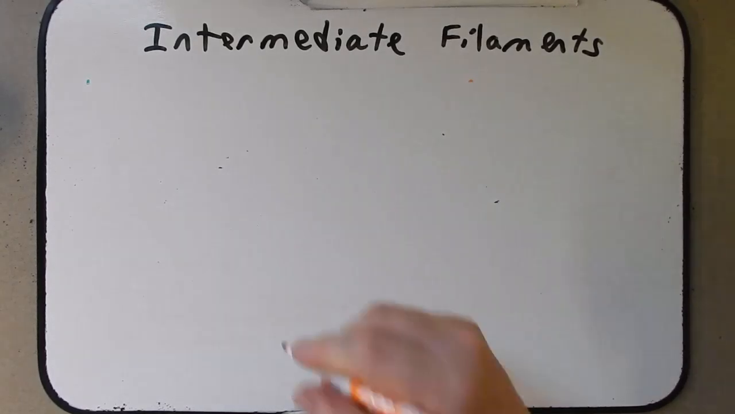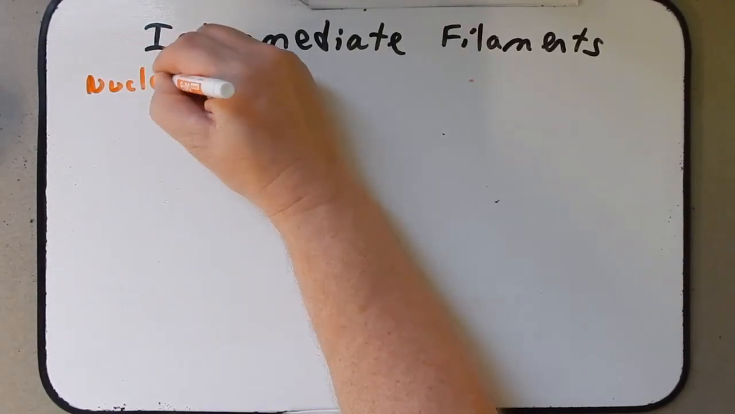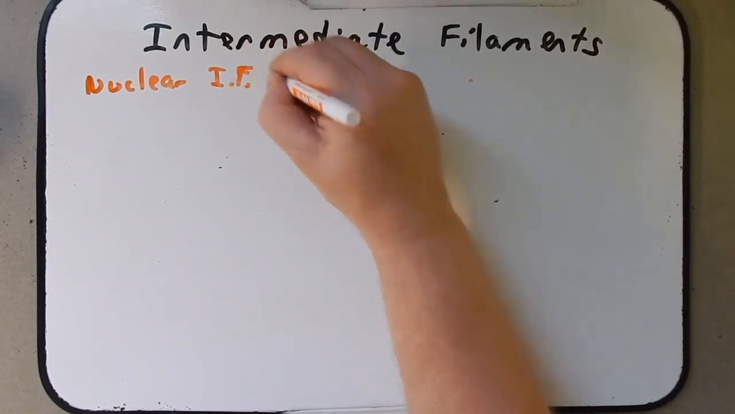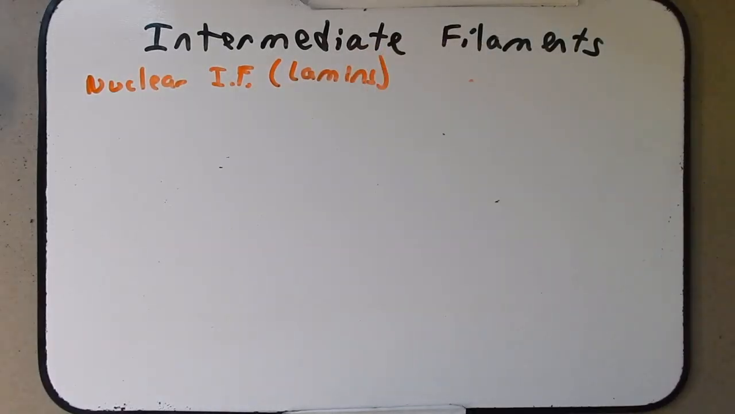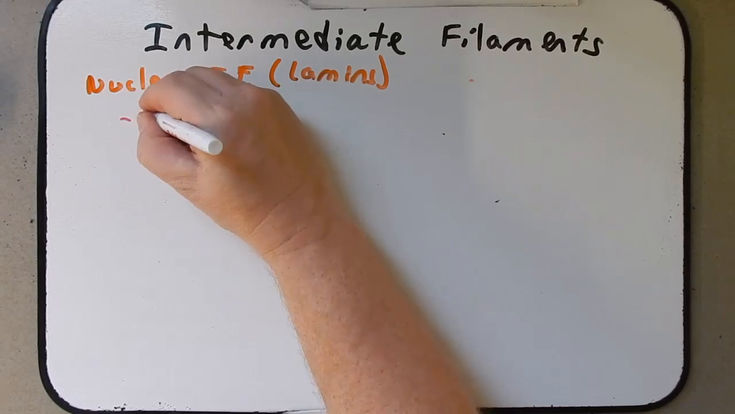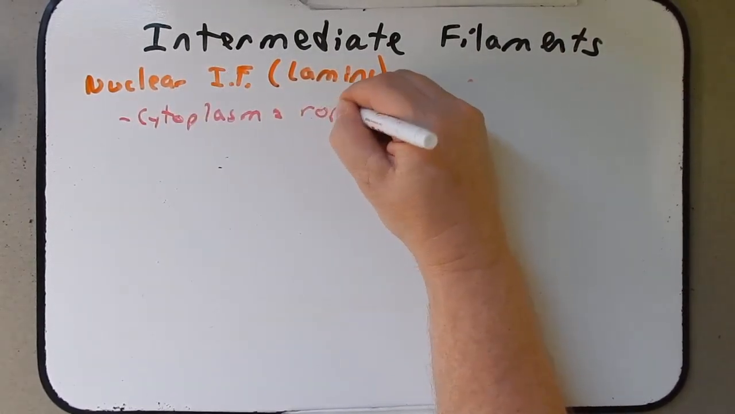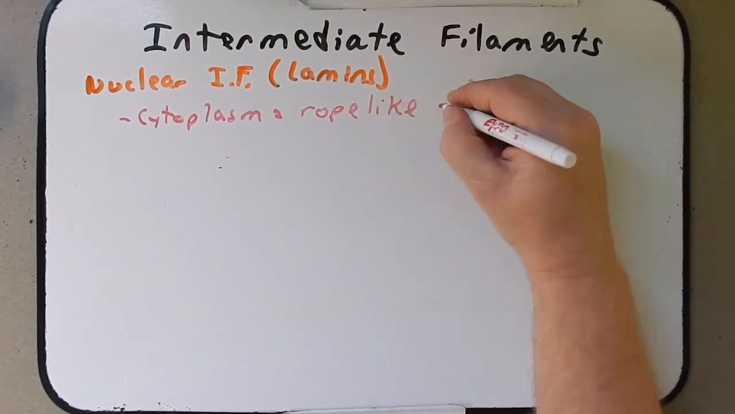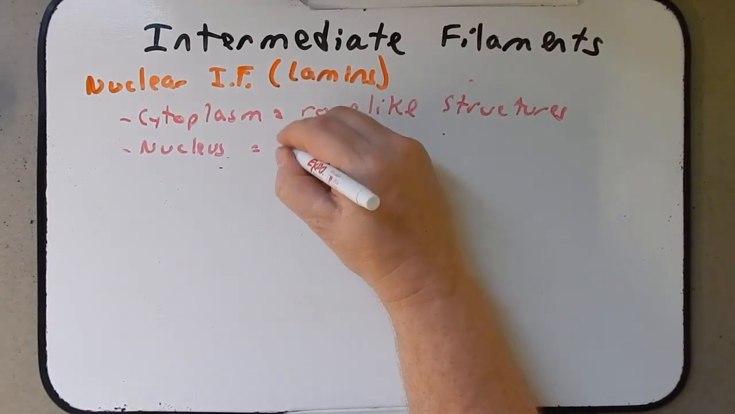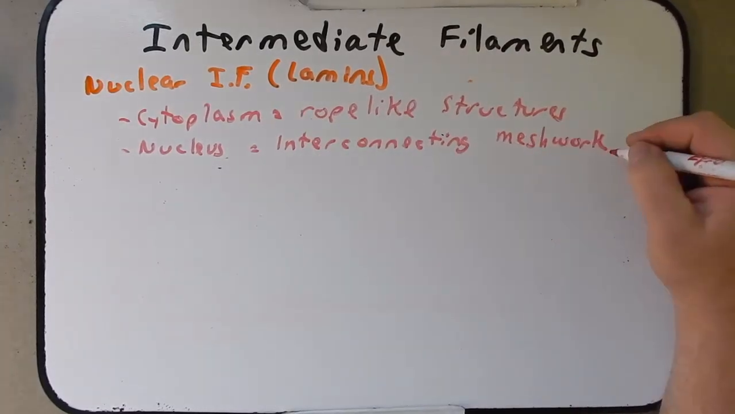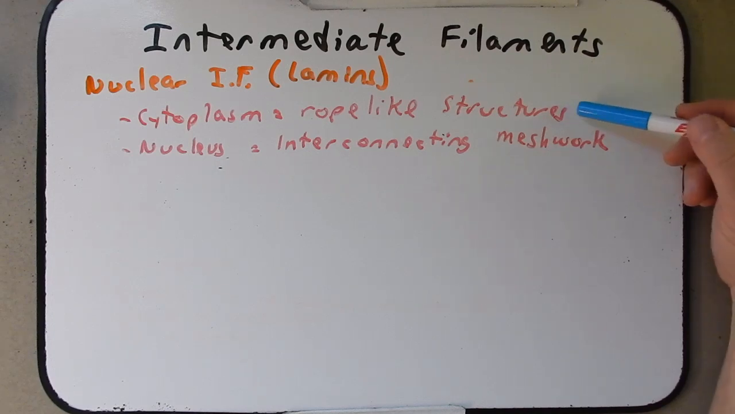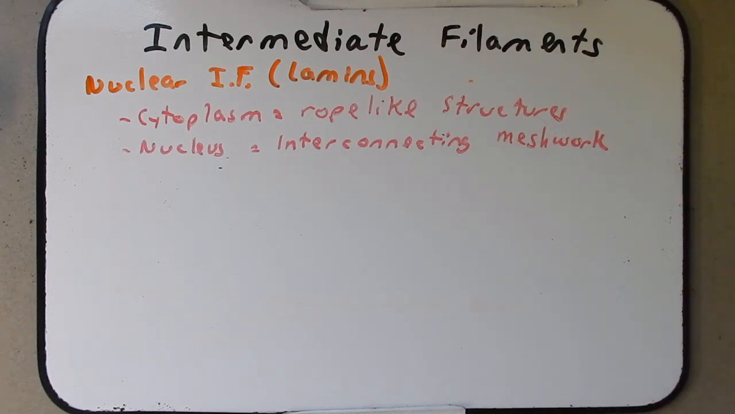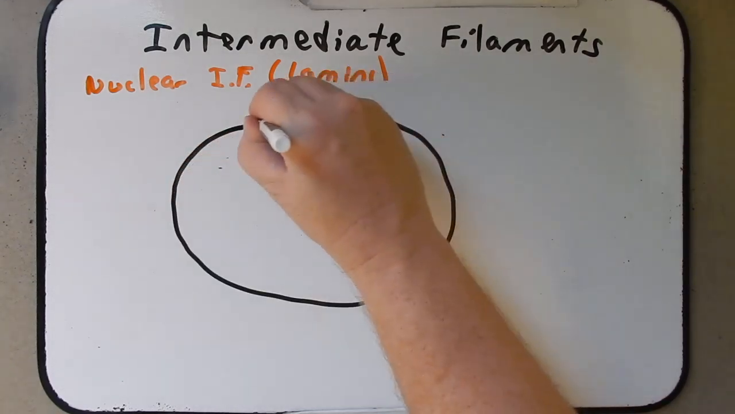Now I want to spend some time talking about nuclear intermediate filaments, the ones that are inside of the nucleus. And as I mentioned before, these are called lamins. Structurally speaking, they're different than the cytoplasmic ones. So in the cytoplasm, they form these rope-like structures that I've drawn for you before. In the nucleus, they form this interconnecting mesh work of crisscrossing intermediate filaments. Both the ones in the cytoplasm and the nucleus provide that structure and that protection, but they do it by forming slightly different structures.